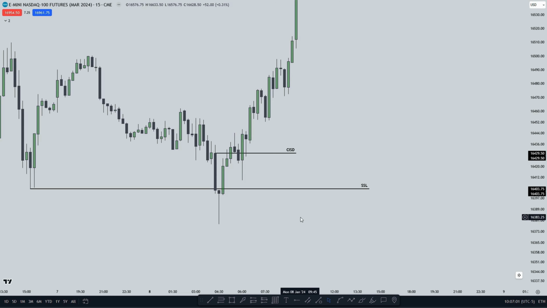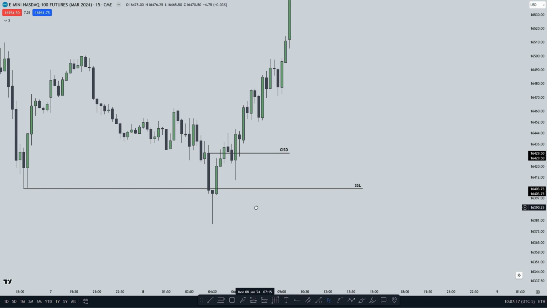So the first variation of the order block I'm going to talk about is the change in state of delivery. And I've actually made a video about this concept, so I would definitely recommend checking that out to get a more advanced explanation on this order block. So, a change in state of delivery.